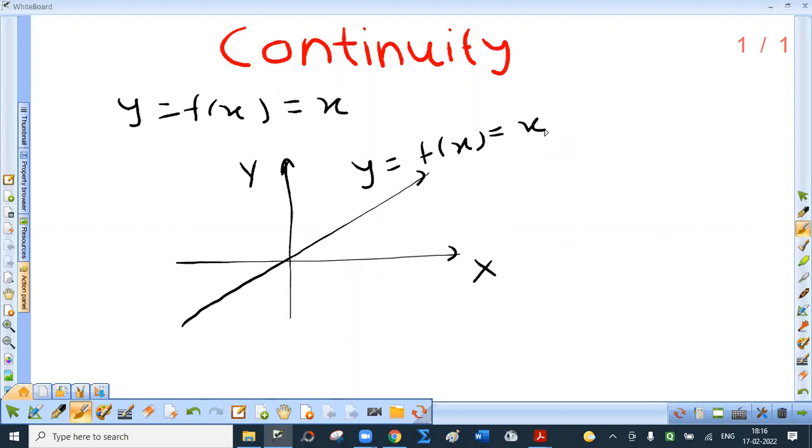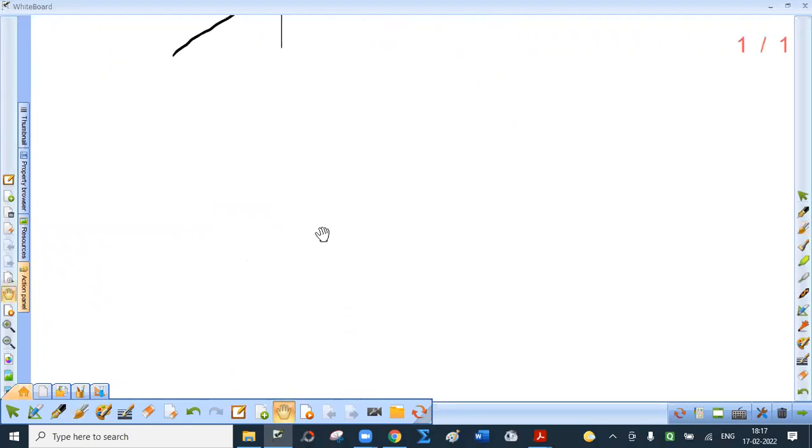Now it is not possible and advisable also to draw the graph in each and every case. So we use method of calculus to define or to discuss continuity of a function. Initially, we are going to discuss continuity of a function at a point, then in the interval, and then over the complete domain.